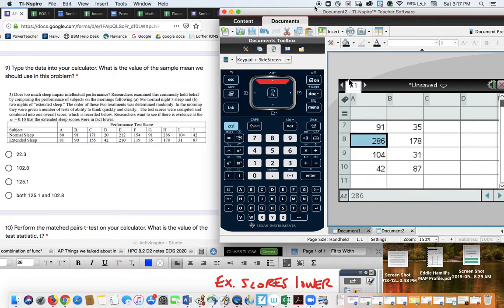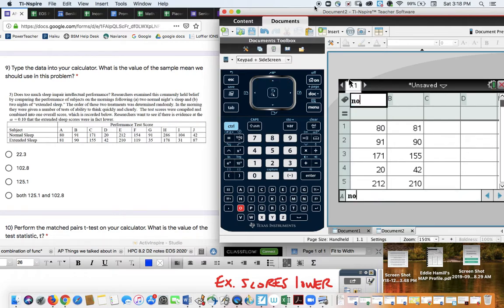Okay, let's try this again. I don't think it's going to like normal. That's a command. I'll just do Norma. And I can't do ext because it's going to think that's something else. So Norma minus extend. Okay, so far so good. Whew. All right, so sorry for how long that took.